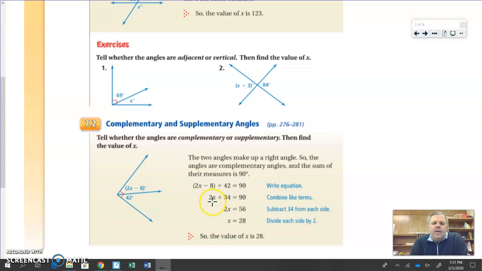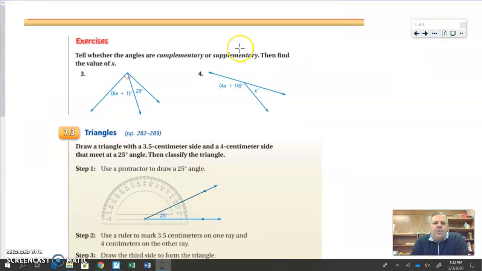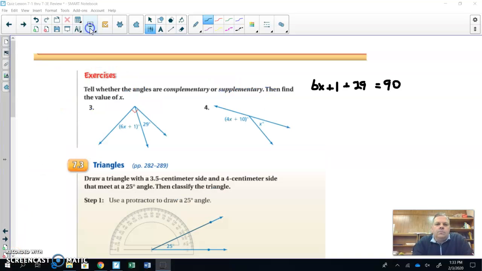To get the 2x by itself, we subtract 34. That leaves us with 2x equals 56. Divide by 2, our answer is 28. X is 28. Please do, on the next page, example 3 and example 4. First off, tell if they are complementary or supplementary, and then tell me the value of x. Please pause the video, allow students to work on those.